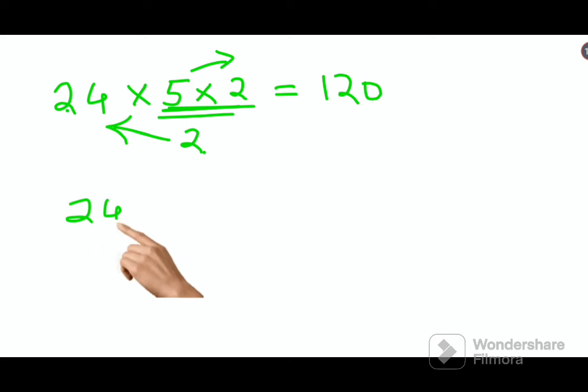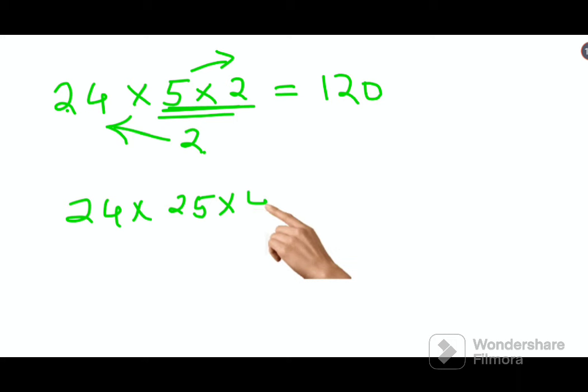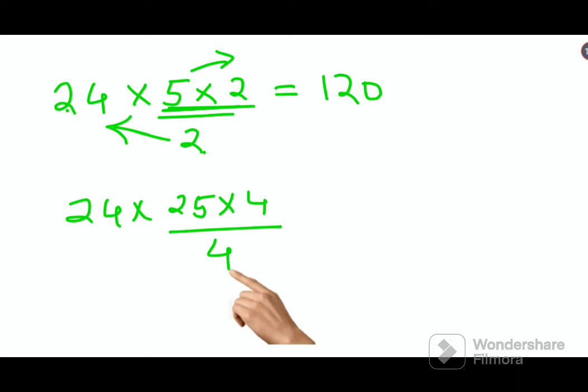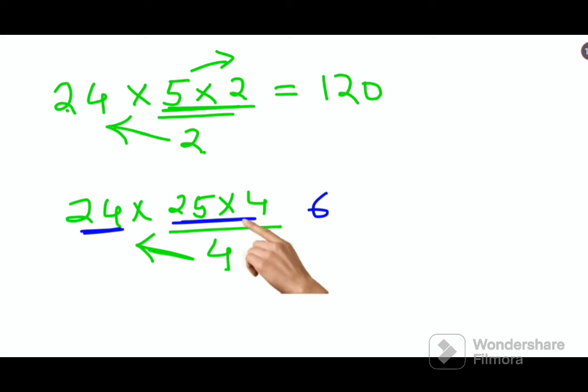Similarly, 24 into 25 will make it equal to 100 if you multiply by 4, so you will divide by 4. That's why we were dividing by 4. So 24 divided by 4 gets you 6. And you are multiplying by 100, so you are adding 2 zeros.